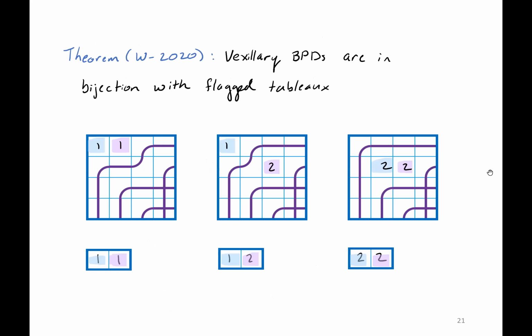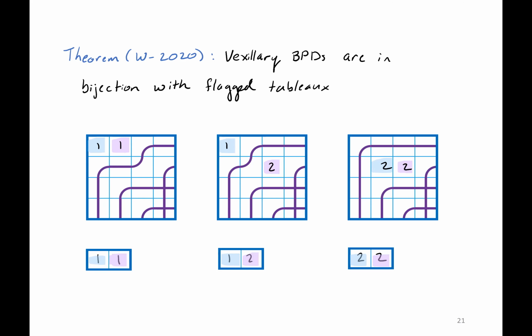Something I showed is that vexillary bumpless pipe dreams are in bijection with flagged tableaux in a very natural way. Here I'm just flashing a picture because I don't really have time to go into the bijection. But an upshot of this is that diagonal degenerations of vexillary permutations are governed by bumpless pipe dreams.